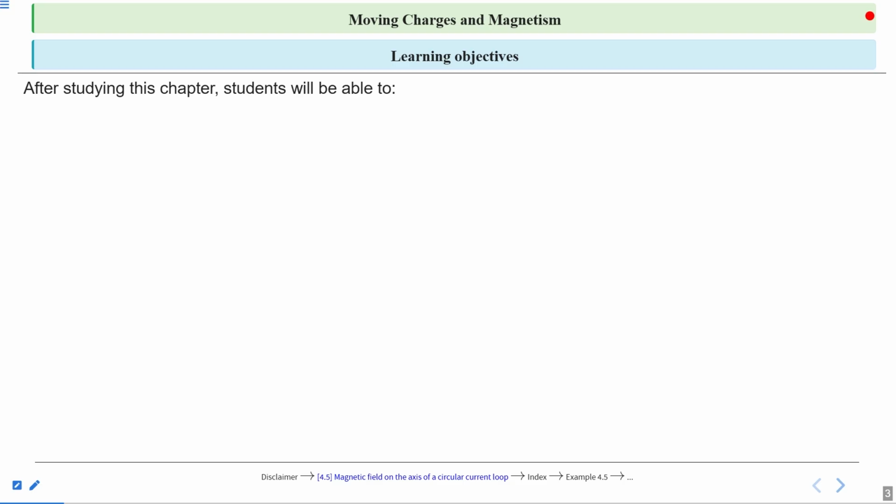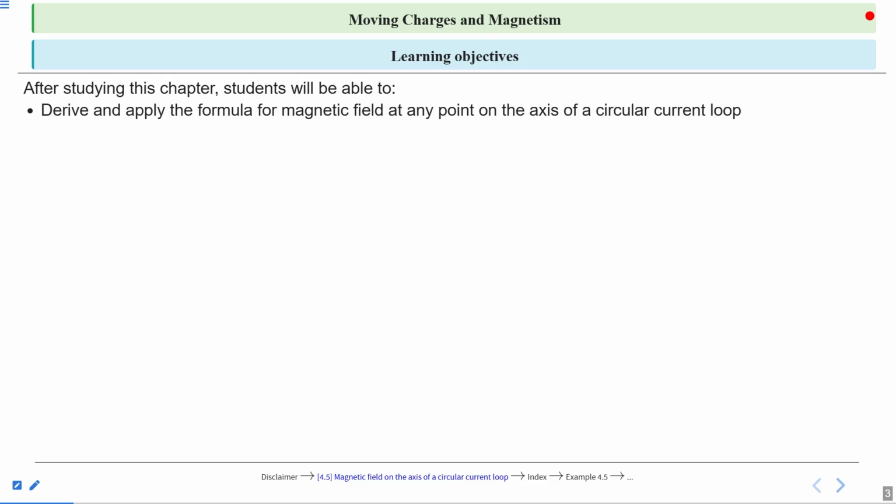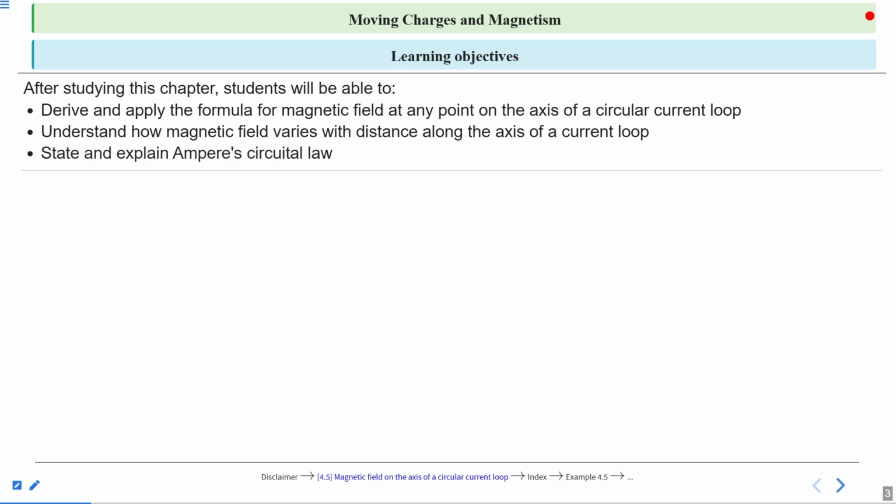So what are the learning objectives from today's topic? After studying this chapter, students will be able to derive and apply the formula for magnetic field at any point on the axis of a circular current loop, understand how magnetic field varies with distance along the axis of the current loop, state and explain Ampere's Circuital law.